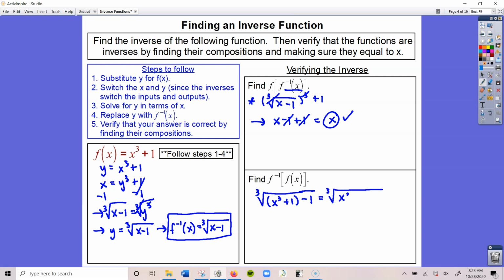So it's x cubed plus 1 minus 1, and that would cancel. So now all I have left is the cube root of x cubed, which the cube root and the exponent do cancel, and I'm left with x. So again, I have verified that my inverse is indeed correct.